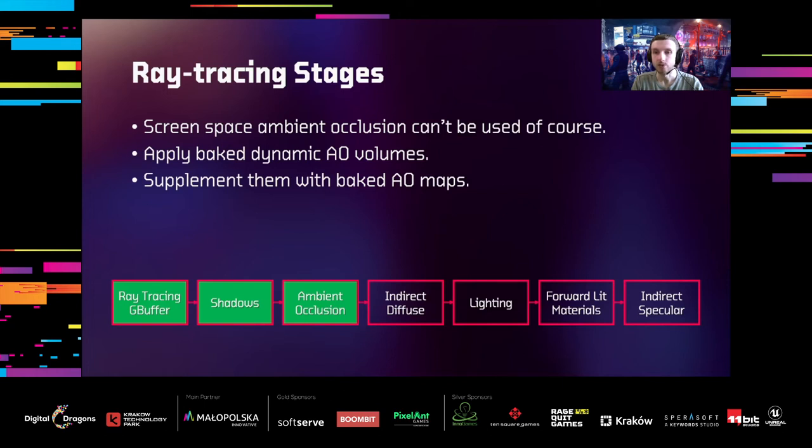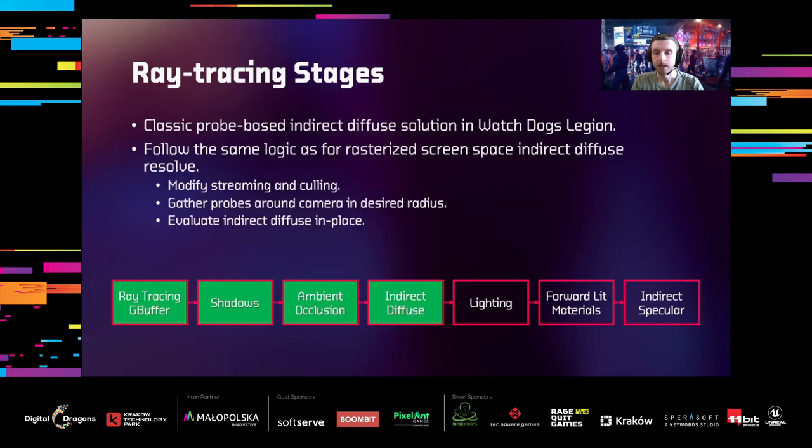Instead, only baked AO volumes and AO maps are used for occlusion computation. Wedge occlusions interact with the diffuse pipeline, which is built around a probe-based approach. In the rasterization lighting pipeline, probes around the view frustum are gathered to generate a screen space indirect diffuse lighting buffer. Of course, the screen space buffer can't be used for the RT lighting pipeline.